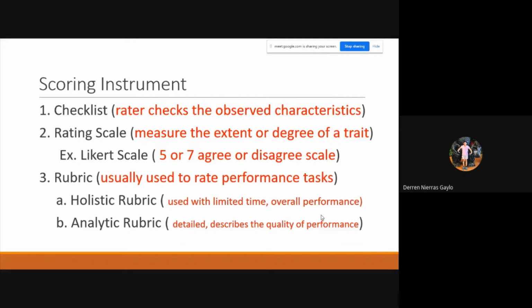We have two types of rubrics. One is the holistic rubric. The holistic rubric is used when you have limited time and you are looking into the overall performance. So it's general. If you have analytic rubric, it's very detailed because it's specific and it usually describes the quality of the performance, meaning you can see the different criteria.